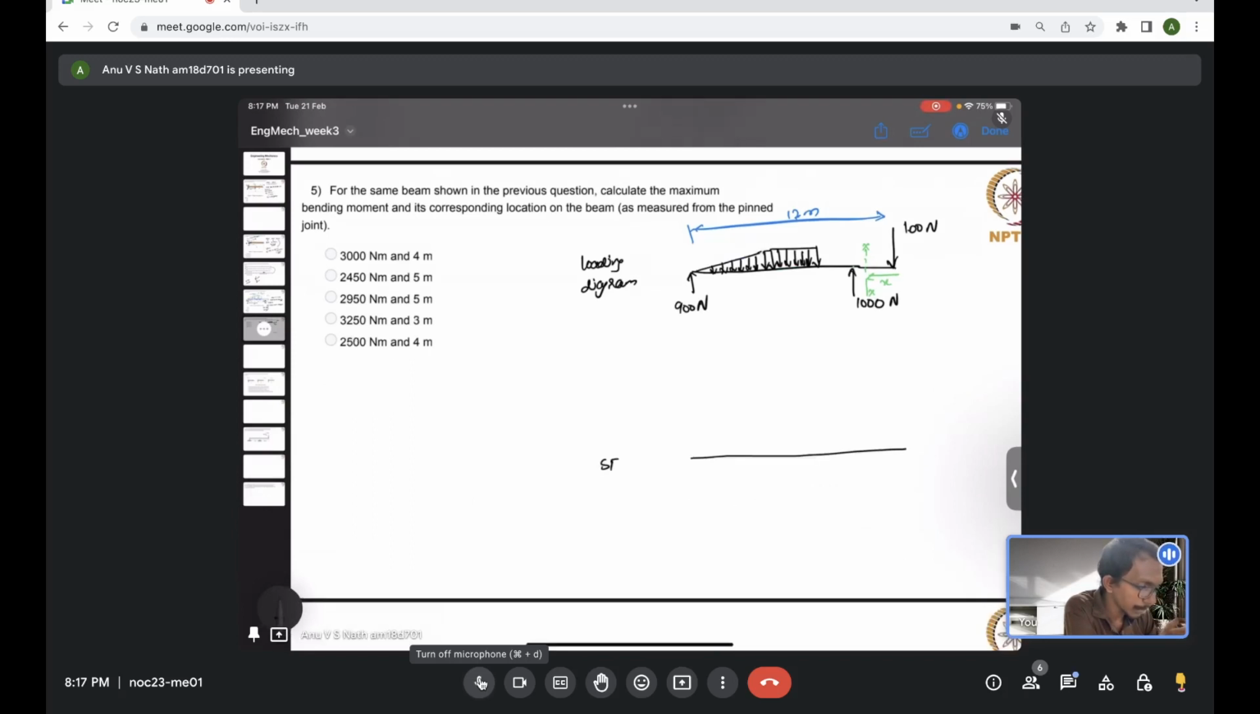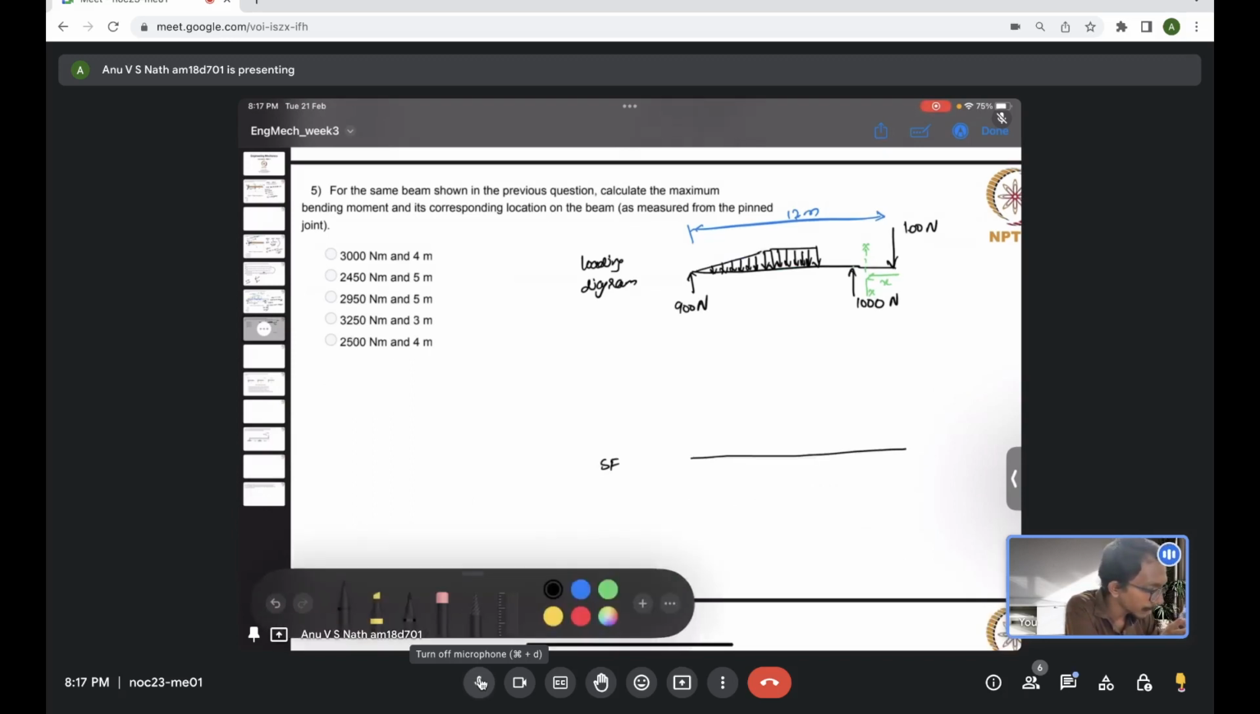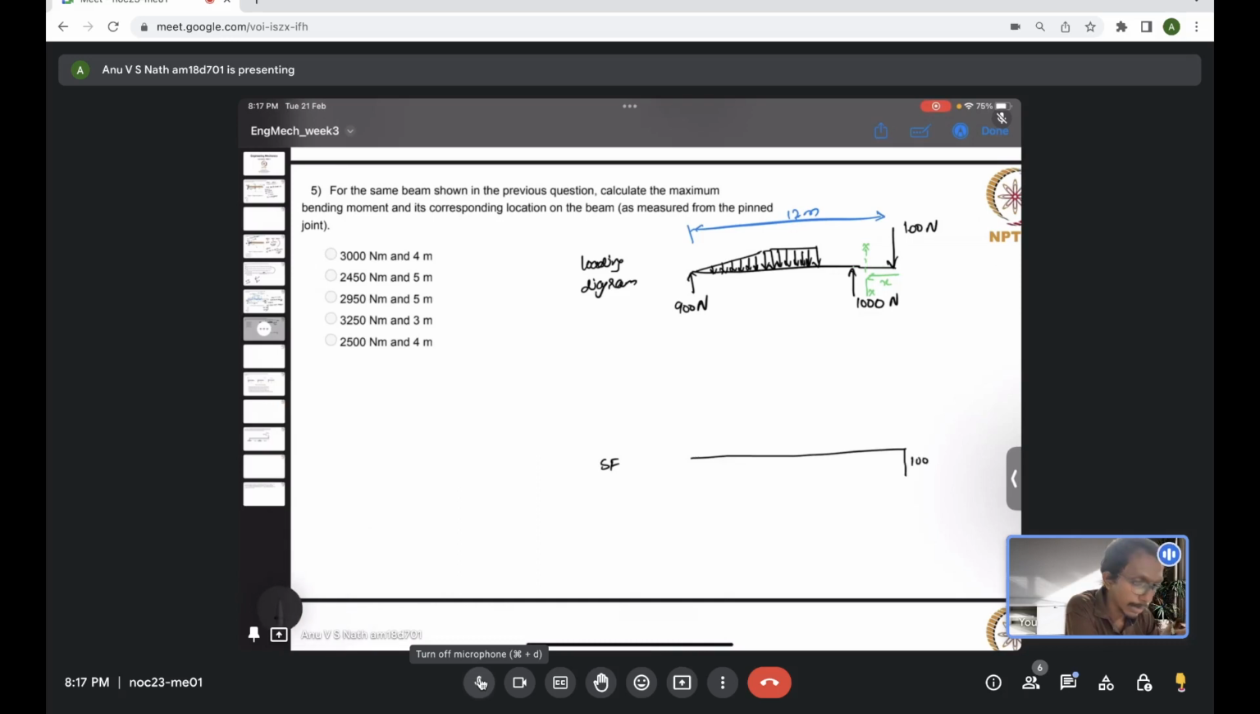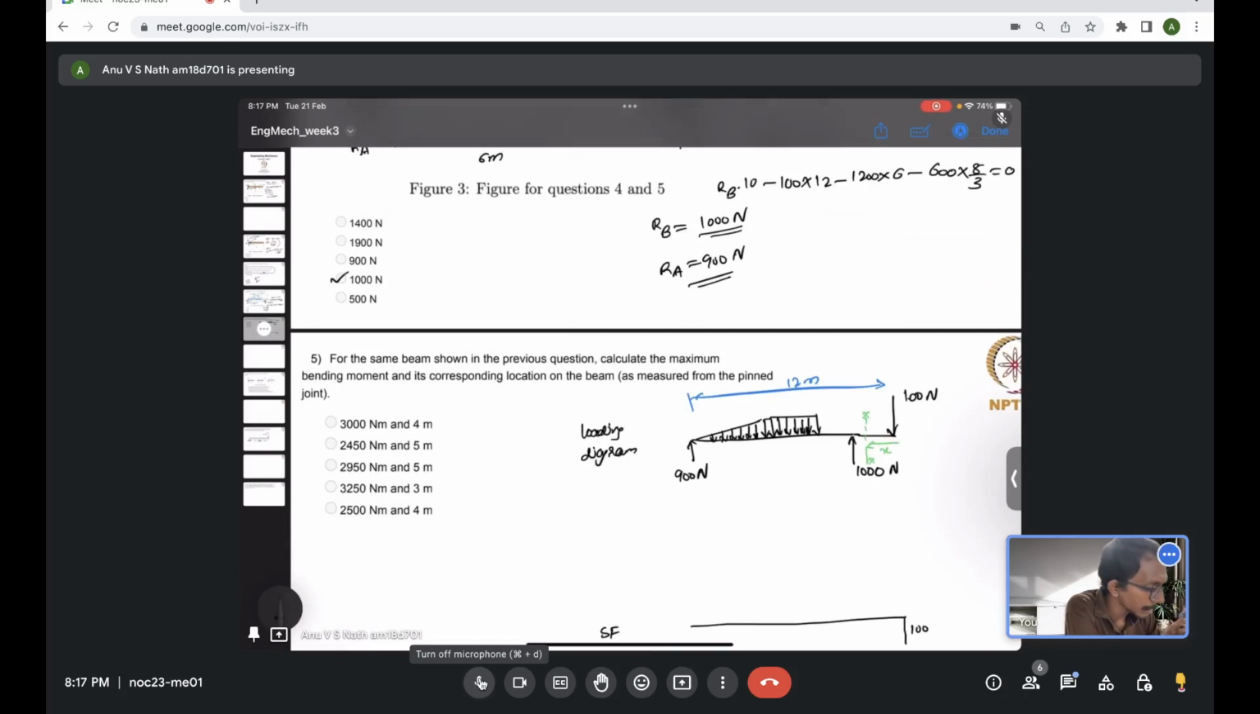So this is a shear force diagram. We will start from this end, and I said 100 Newton is acting here, and if we consider any section, let me mark the points here. This point was A, this point was B, this was C. Let me mark this as D and E.